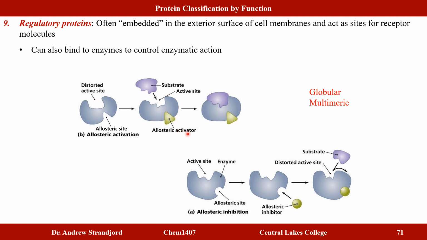I have a regulatory protein that binds to my enzyme, changing the shape so it's just the right size in order to attract those substrate molecules and start doing chemistry. If I have too much of a molecule, I can actually stop chemical reactions by, again, changing the shape of an enzyme so that it can no longer act as a catalyst for a chemical reaction. I'm regulating the production of chemical compounds by changing the shape of enzymes, and those are done by very specific proteins in the body. Most of them are globular in nature, and they're also multimeric in nature.